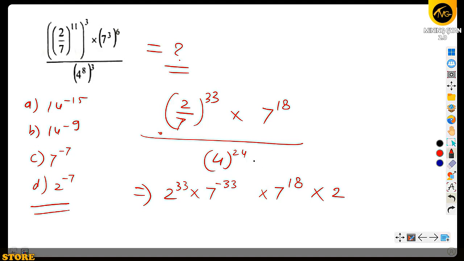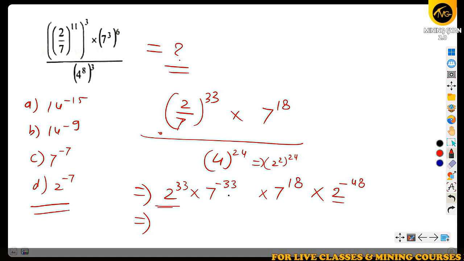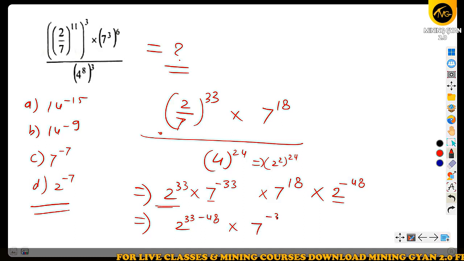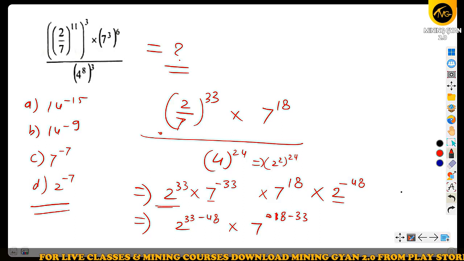So 2 power minus 48. Now two same bases are available, that means 2 power 33 minus 48, multiplied by 7 power minus 33 plus 18.